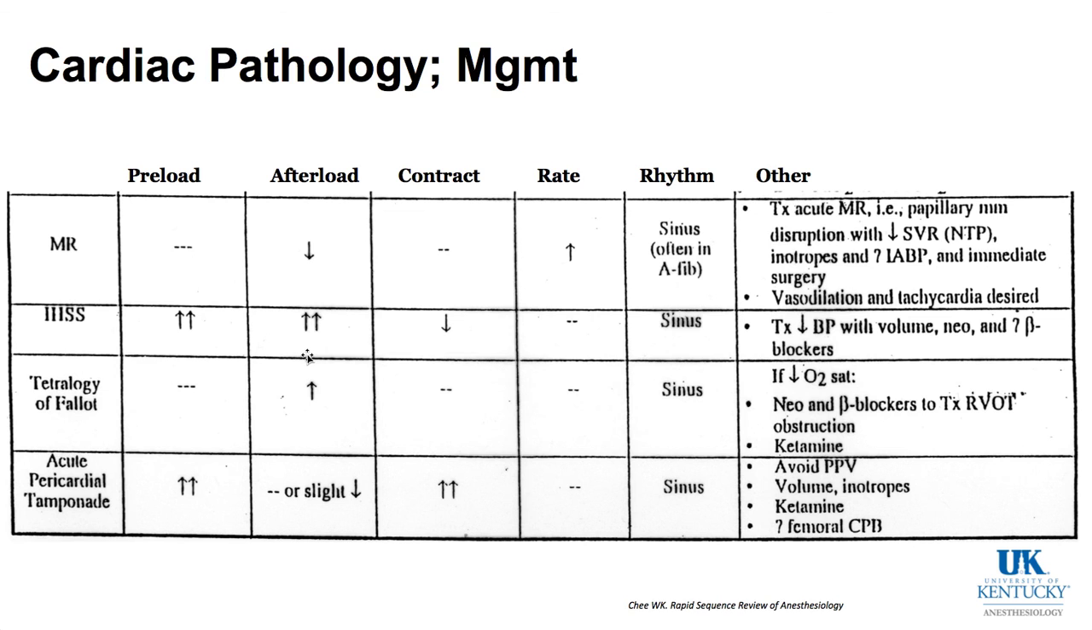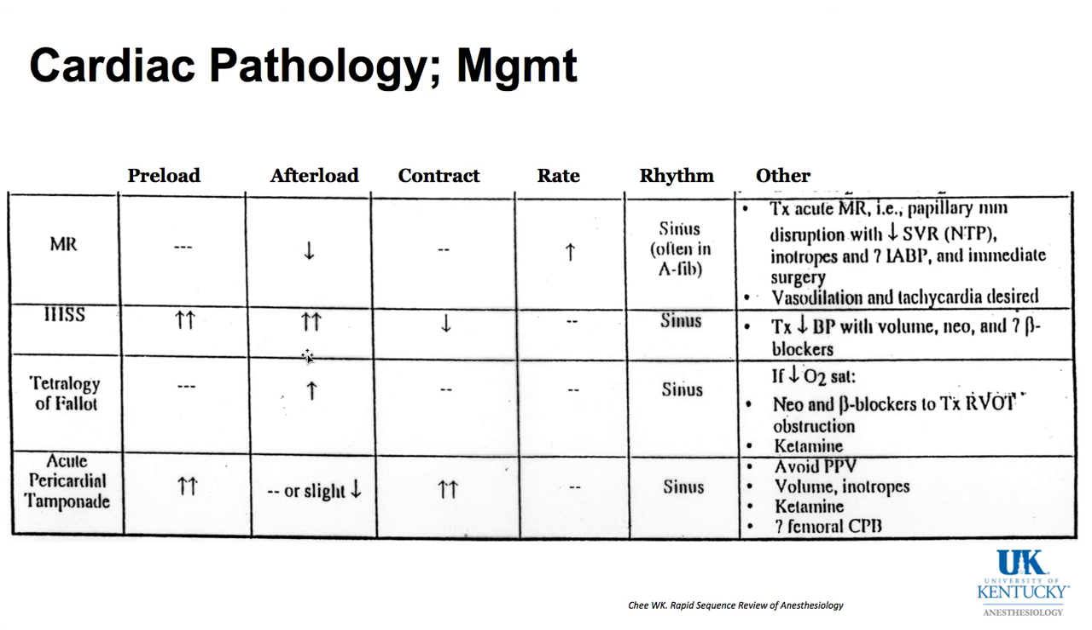Tetralogy of Fallot. One of the components of Tetralogy of Fallot is a VSD, and SVR and PVR determine whether it's a left to right or a right to left shunt. When blood flow goes right to left, that is a cyanotic lesion, and right to left flow across a VSD would be increased if you vasodilated a patient.